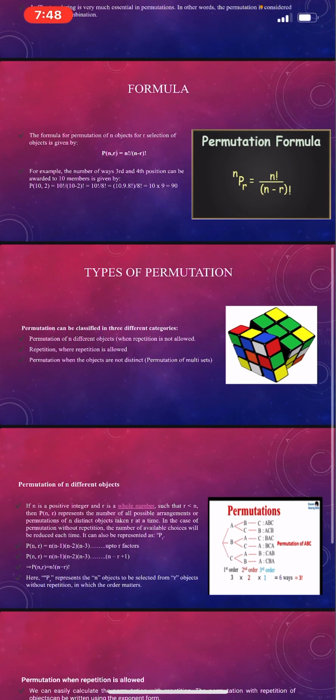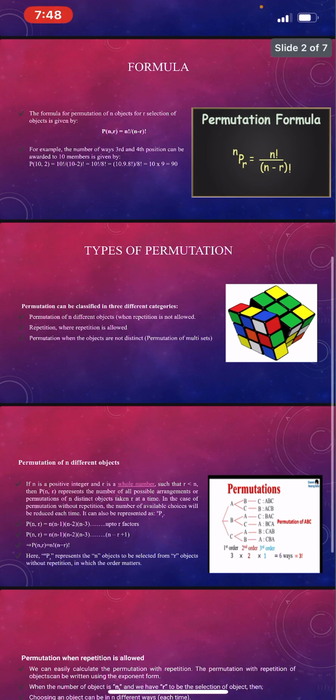Types of permutation. Permutation can be classified into three different categories. One, permutation of n different objects, where repetition is not allowed. The second type is when repetition is allowed. And the third type is permutation when the objects are not distinct, that is, permutation of multi-sets.